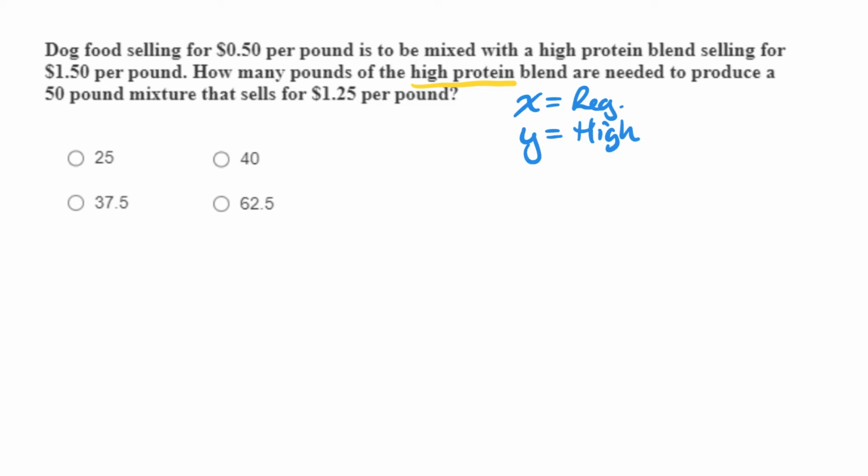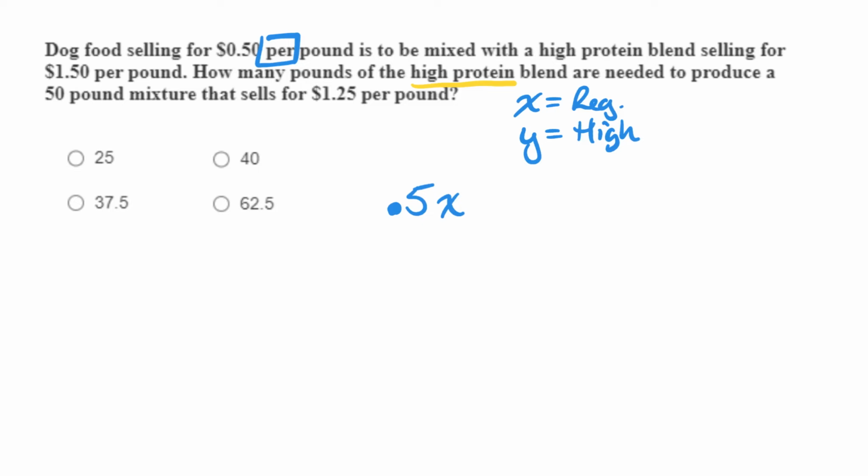So here's what it says. A dog food sells for 50 cents per pound. Per means multiplication. With this, it's 50 cents per pound of the regular, so that would be X.